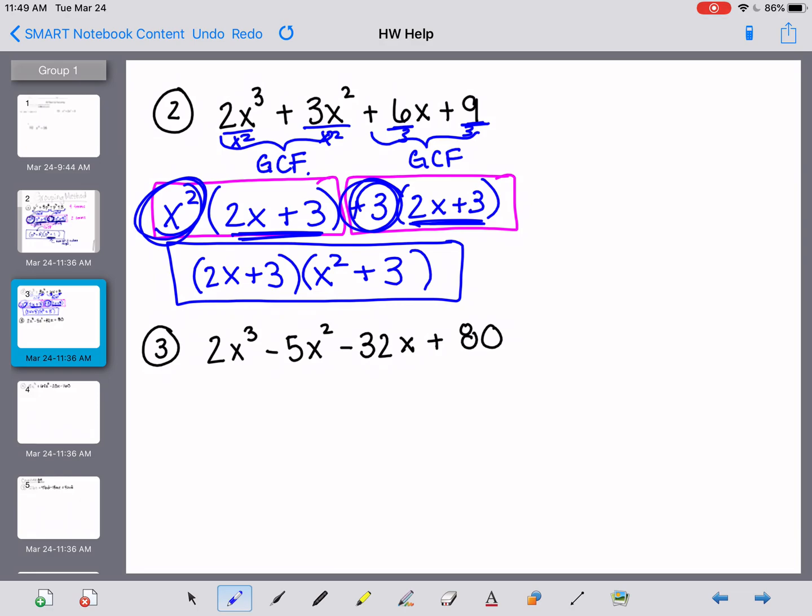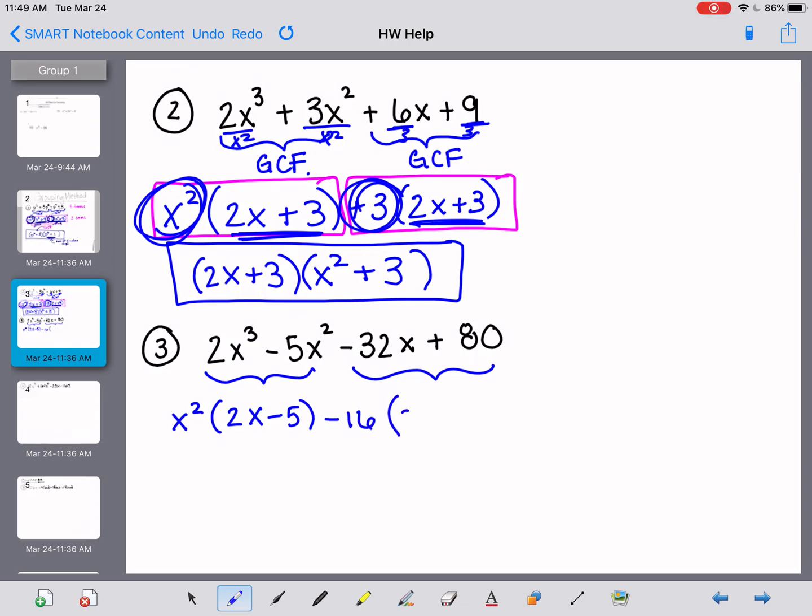Okay, number 3. If you want to pause the video and try it, go ahead and do that, and then unpause to check your answer. So in the first two terms, we have a GCF of x squared. On the second two terms, we have a GCF of negative 16.